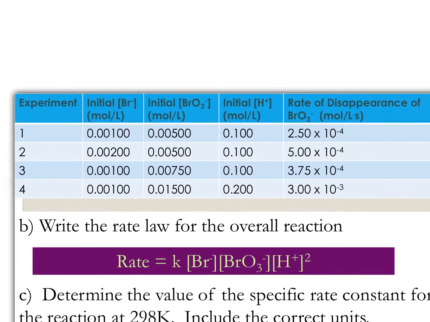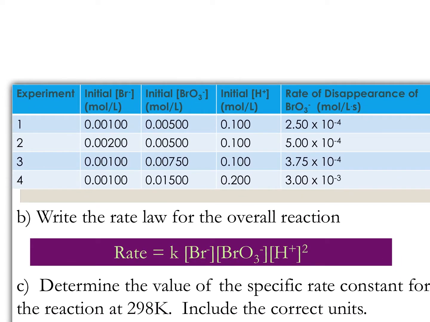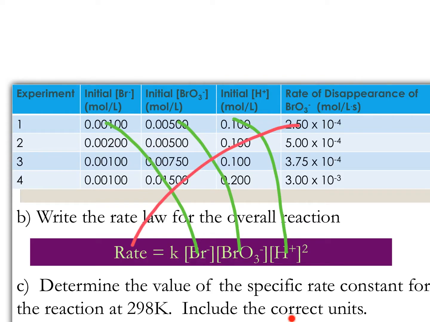And then lastly, determine the value of the specific rate constant for the reaction at 298K. Include correct units. This is 2 points here. 1 for solving for K, 2 for the units. So what you do here is you pick any experiment and you plug and chug. Any of these. And then you put this here, this here, this here. Oh, and let's put the rate over there. That's all you do, plug and chug. So solving for K is very easy. That's why you need to know the little hint for finding the units, because that's your second point here.